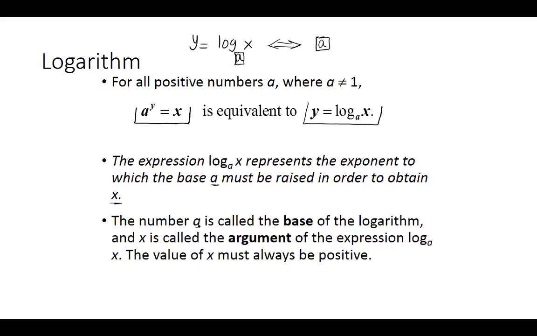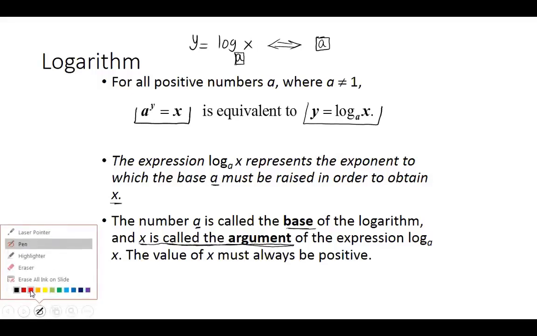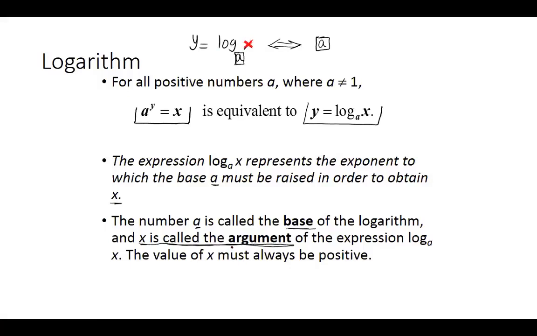So the number a, we're going to call it the base of the logarithm, which is the same base as my exponent. And x is called the argument. So this number here, x, is known as the argument. I'm going to use a different color for that right now. So this one here is my argument. So where does this x go? That would be a to the power of y is equal to my argument.